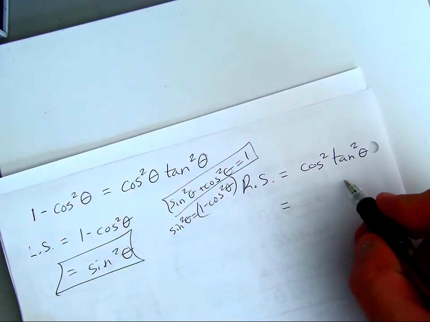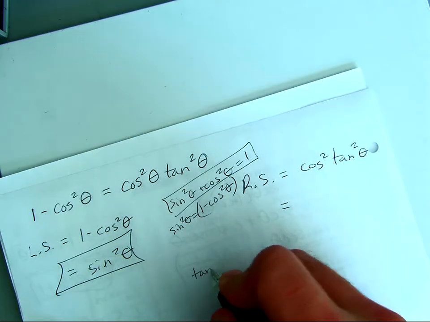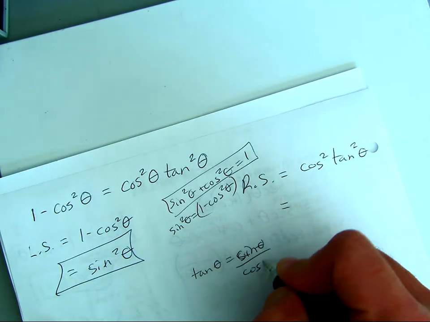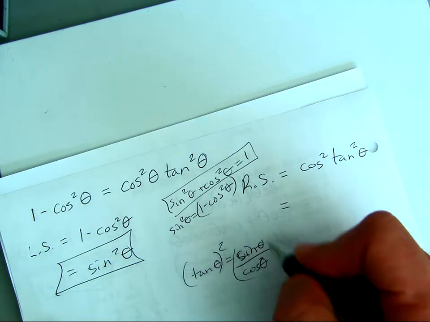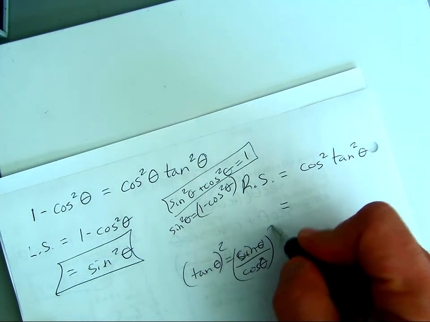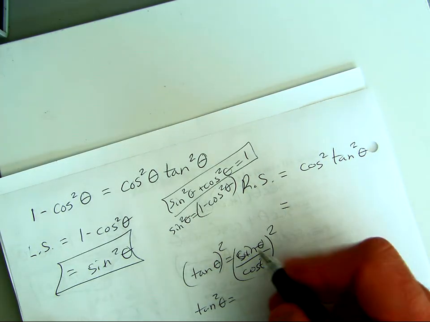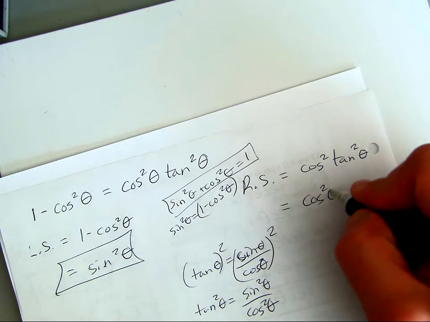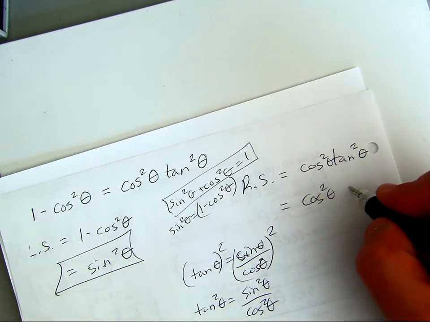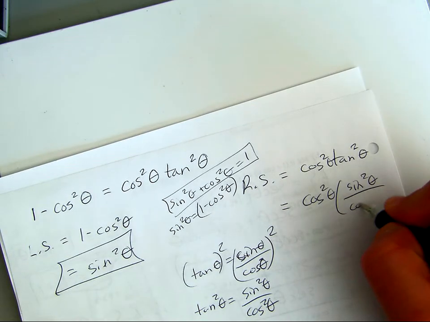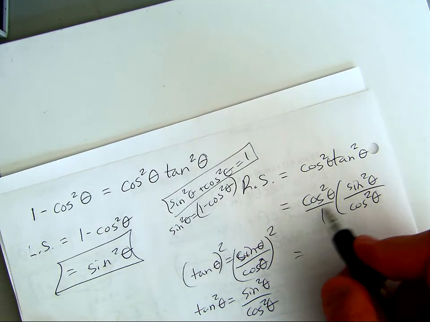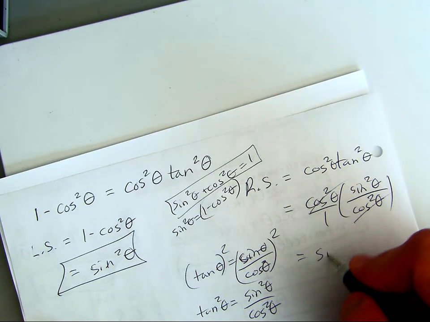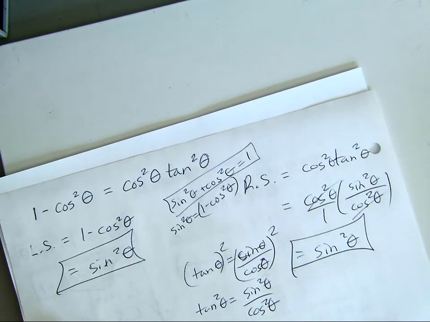And if I go to change stuff here, well, what can I change here? Well, I can change that tan. I know tan is sine over cos. And if I square both sides, tan squared theta is equal to squaring both top and bottom, sine squared theta over cos squared theta. Of course, these are just fractions. If you multiply them together, your coses are going to cancel out, and you're going to be left with sine squared theta. So sine squared theta is equal to sine squared theta.